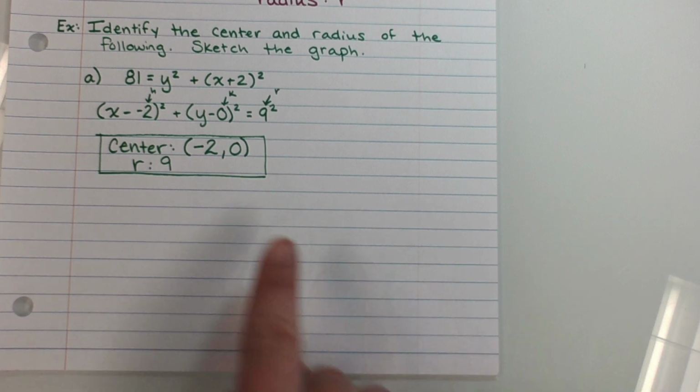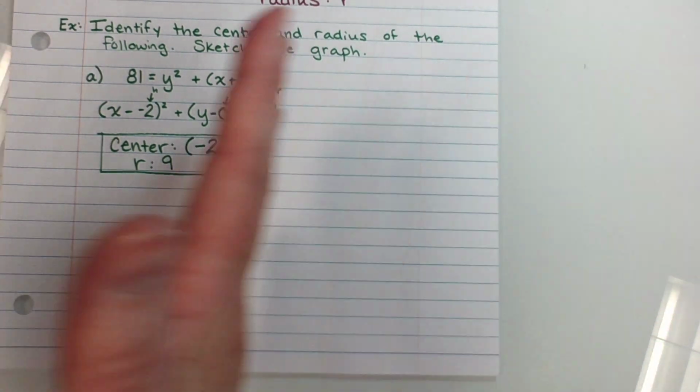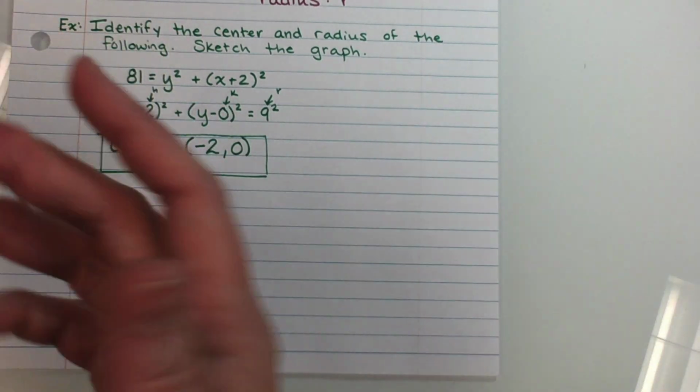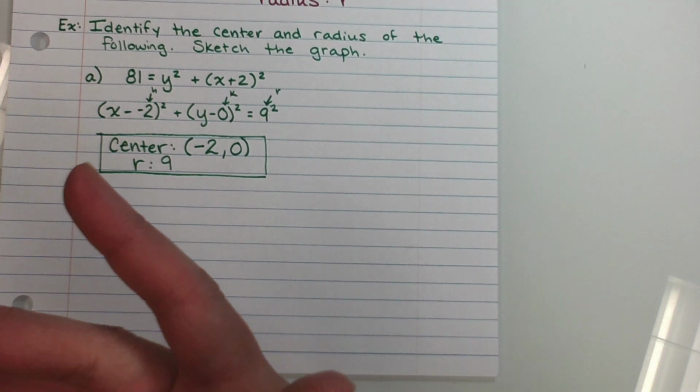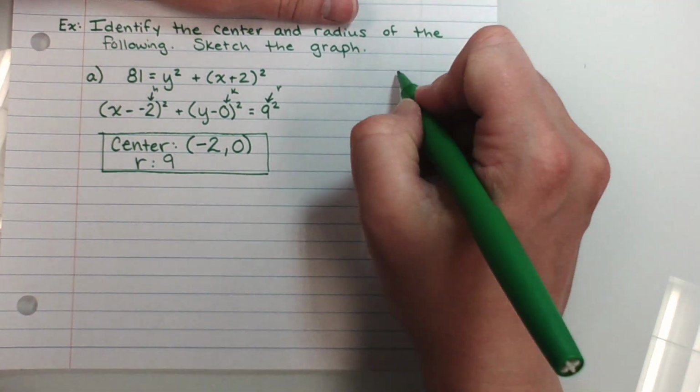Now, keeping in mind that if my center is at negative 2, 0, I'm going to need a little bit more room to the left because it moved left 2. That's what the negative 2 did. And with a radius of 9, I'm going to want to make sure that I'm giving myself space to get this.